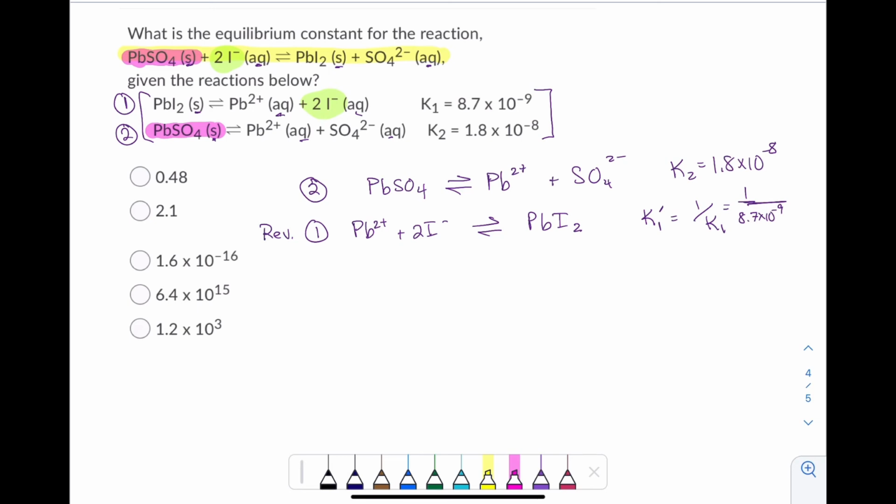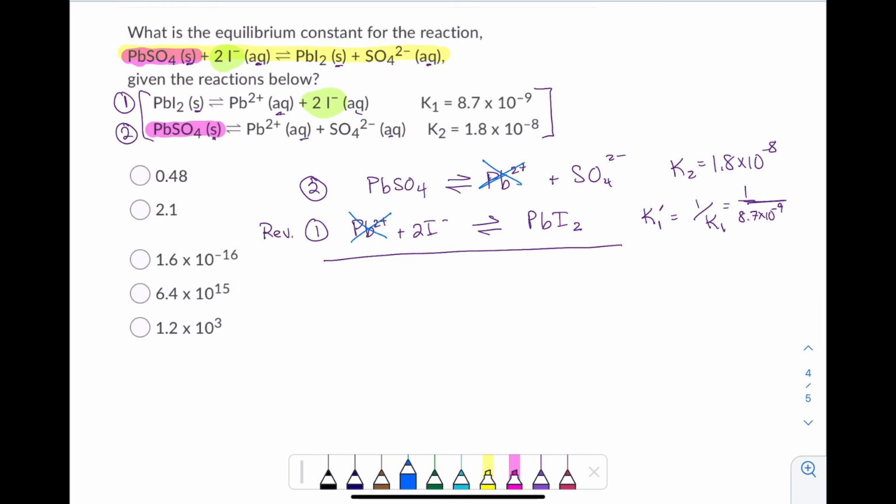Once I have manipulated both of the given reactions, sometimes there might be 3 that I would have to manipulate. Once I've manipulated all of the reactions that are given, if I've manipulated them correctly, I should be able to just add them together to get the desired reaction. Remember that when you add reactions together, anything that shows up on both sides cancels. So my Pb2+ cancel. That looks like the only thing that cancels.